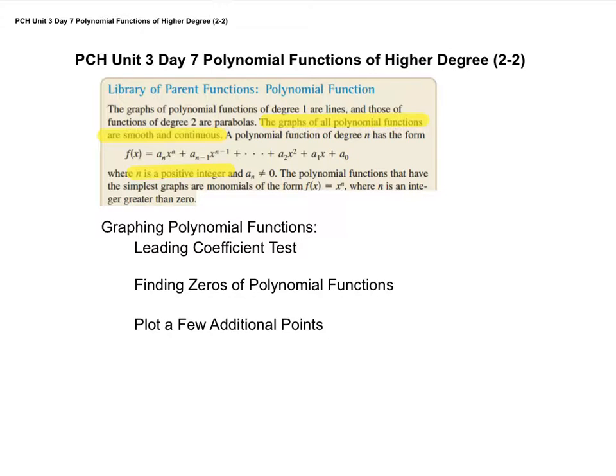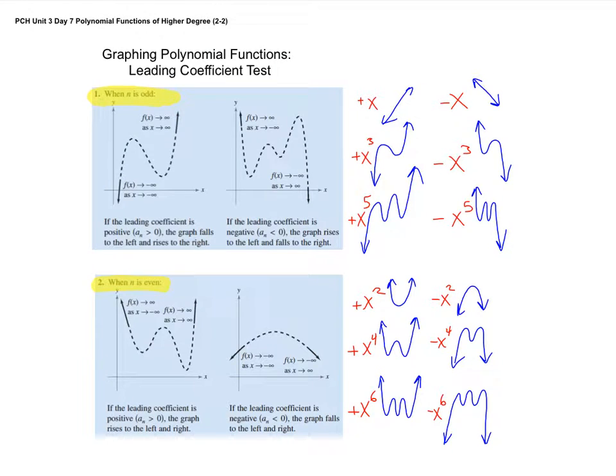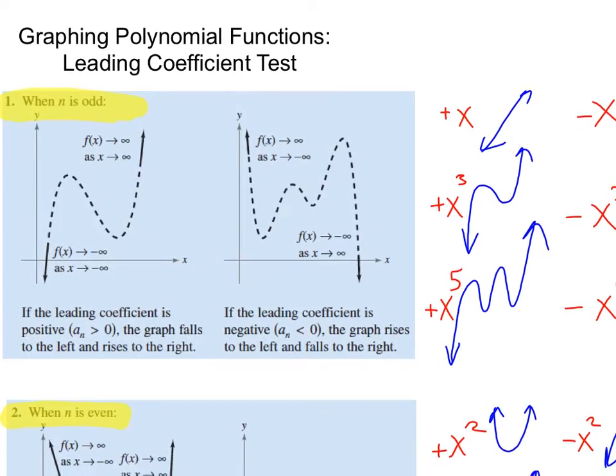Now, one thing we want to do when we're trying to graph these is give ourselves a game plan. What are the steps we can follow to graph a polynomial? First of all, we want to get a general idea of what it's going to look like using our leading coefficient test. Then we want to find the zeros, and then find a couple other points that'll help you get the shape a little bit more accurate. So, first of all, the leading coefficient test.